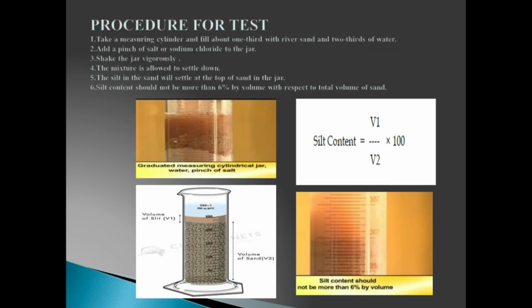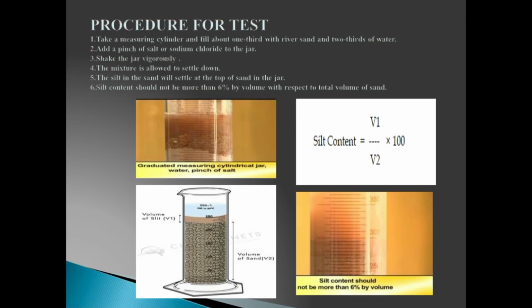The test procedure involves filling a cylindrical jar with 1/3 sand and 2/3 water. Then a pinch of sodium chloride, or salt, is added to the jar. The jar has to be shaken vigorously by closing its mouth with our palm and turning it up and down repeatedly. The mixture is then allowed to settle for some time. The silt will settle at the top of the sand in the jar.